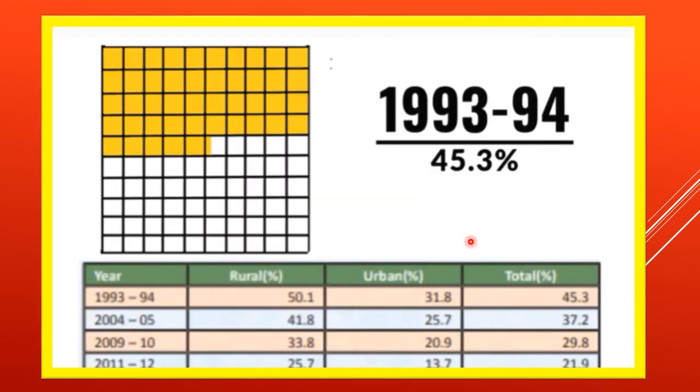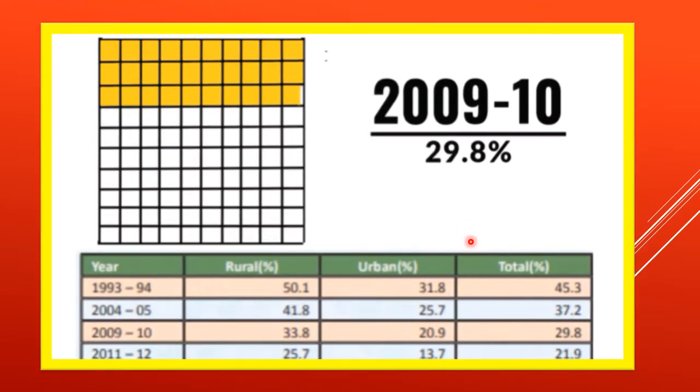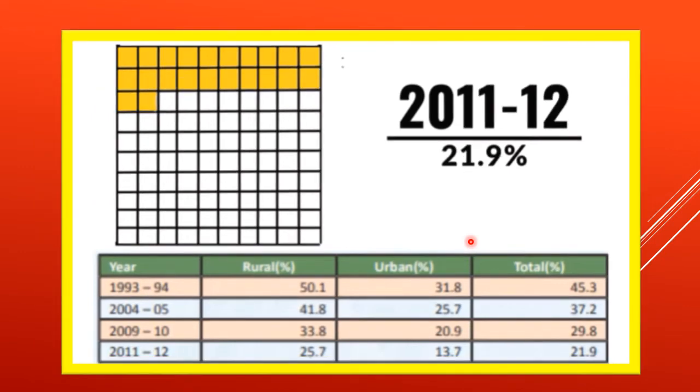According to the government reports in 1993 and 94, there were 45.3% people of India who lived below the poverty line. By 2009 and 10, there were about 29.8% people who lived below the poverty line. According to the latest report of 2011 and 12, we still have 21.9% people who live below the poverty line.